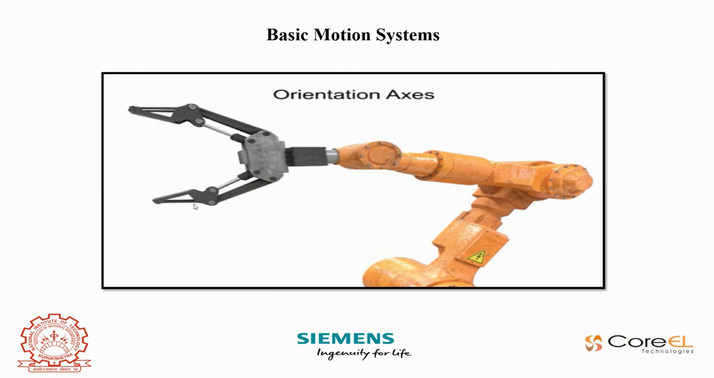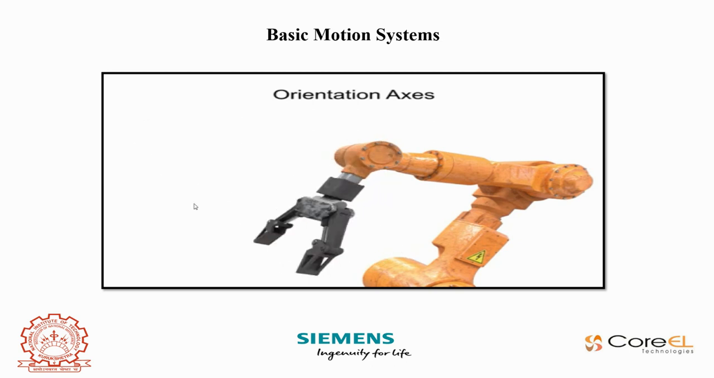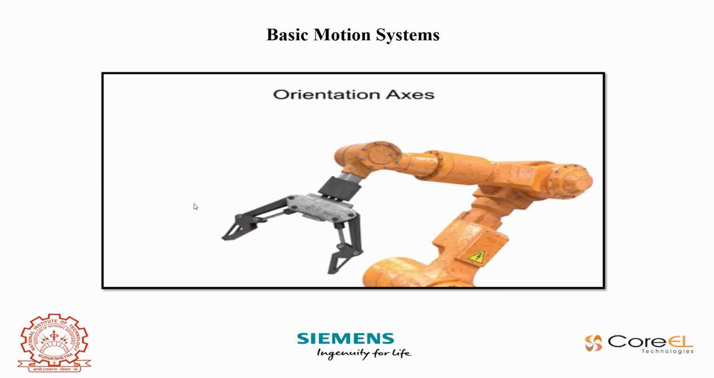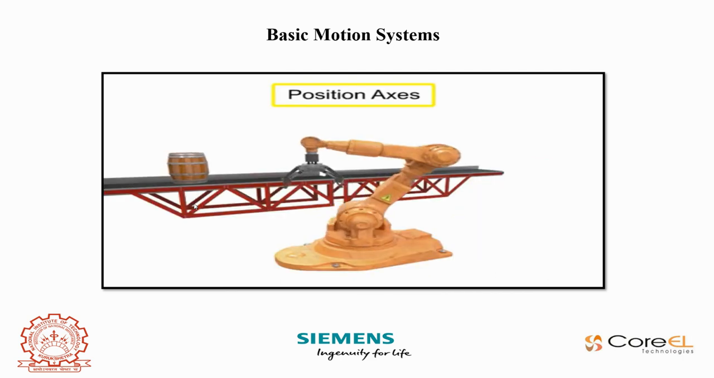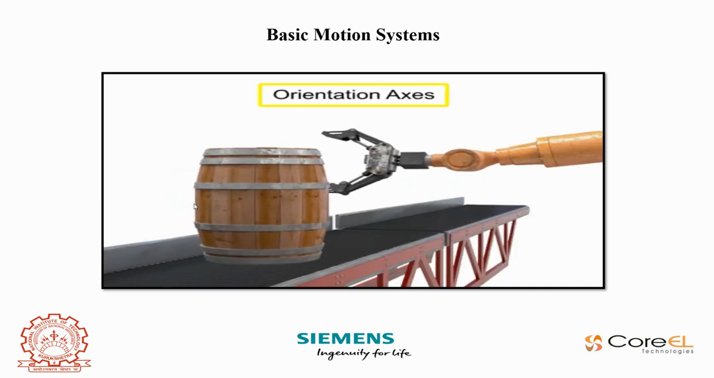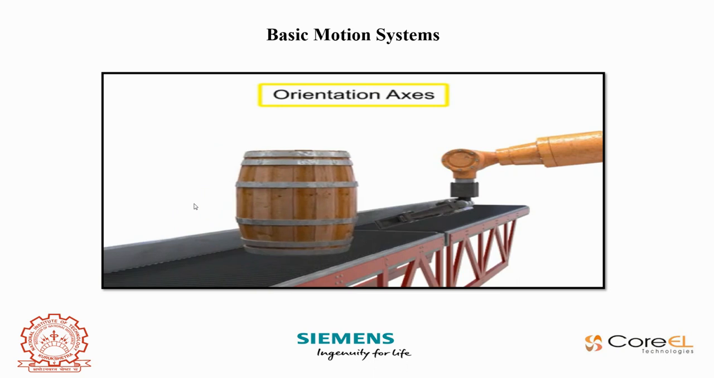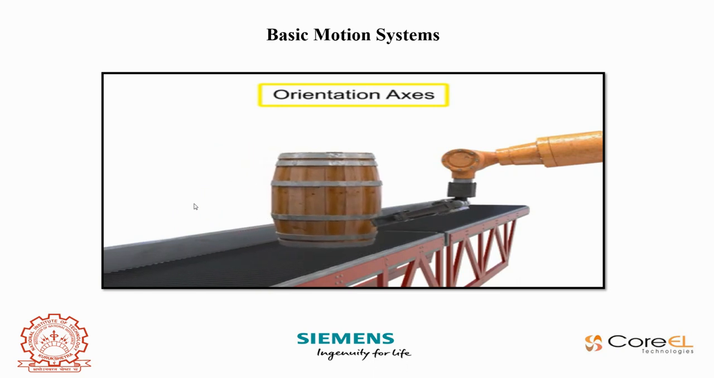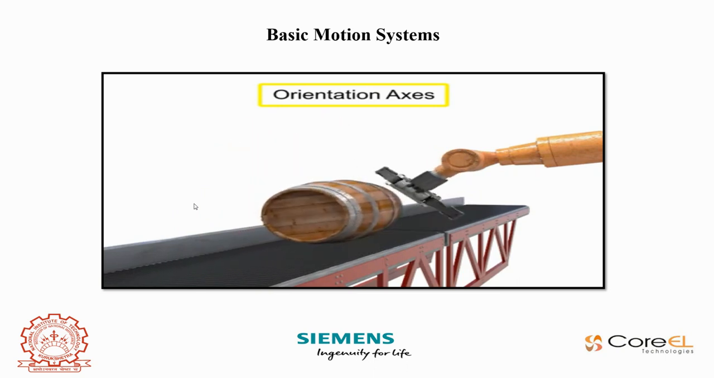Pitch moves the tool vertically. Roll rotates the tool about its center axis. Yaw turns the tool left and right. The position axes movement at the waist, shoulder, and elbow, along with the orientation axes movement of pitch, roll, and yaw, allow the robot to accomplish its tasks within the work envelope.